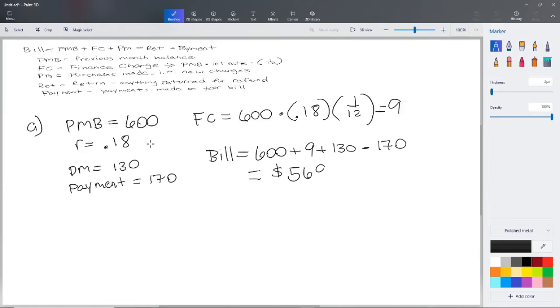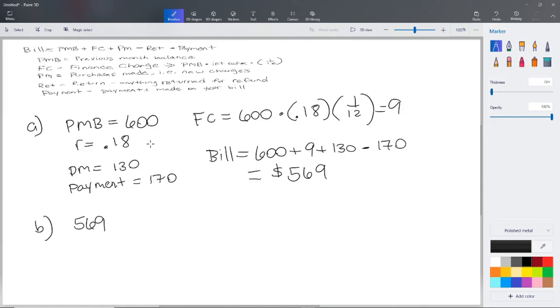And now we'll give it our context. We'll put our dollar sign back into play here. And so to answer part A, our bill is $569, or at least our balance is $569 going forward here. Moving on to part B of this same example, it asks, what is your finance charge next month? All right, so next month, we know that we're starting with a balance of $569.